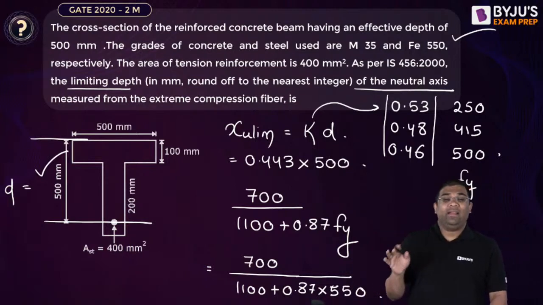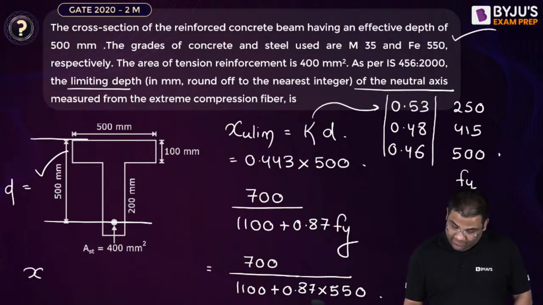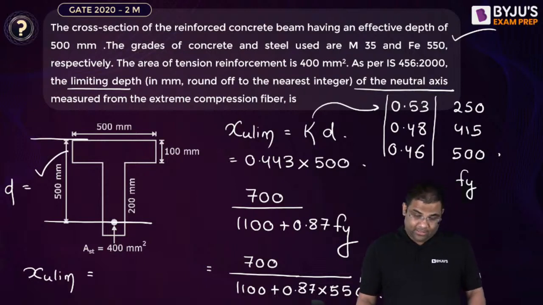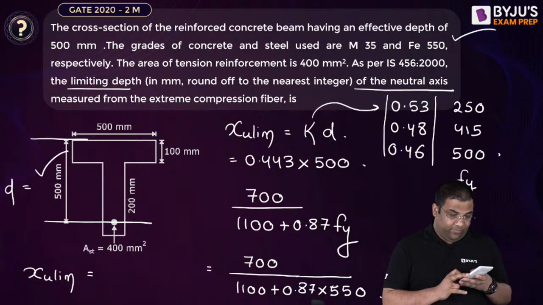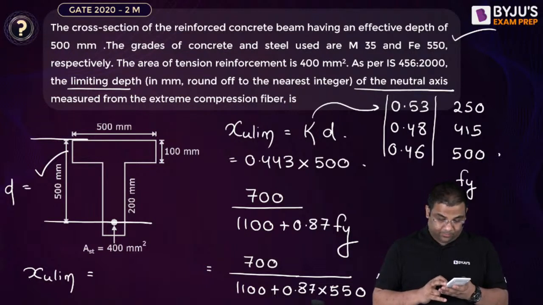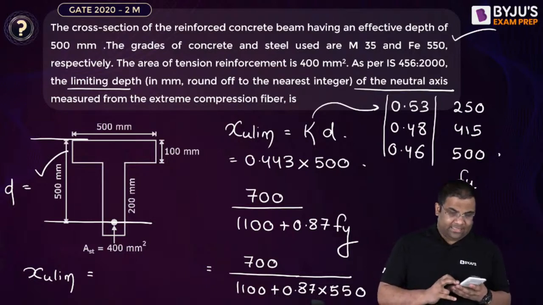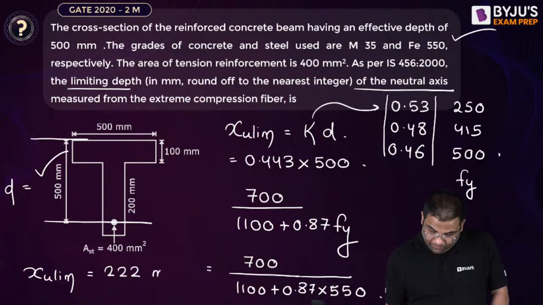Very straightforward question. Other data is given just to waste time. So what is your actual limiting depth? Round up to the nearest integer, they have given. So 0.443 into 500, I am getting 221.5, so I can take it as 222, right? Let me see the exact value. It comes to 221.7 something, so I can take 222 mm as the answer.